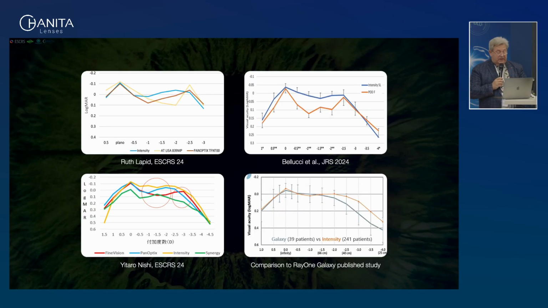This slide presents the study of doctors Bellucci, Ruta, and Cataract, comparing the Intensity lens with other diffractive lenses. We see that the defocus curve of the Intensity lens has significant advantages at the intermediate distance relative to other diffractive lenses. In the fourth image, bottom right, we see the comparison of the Intensity defocus curve with a DOF lens. After the defocus curves are closed, the Intensity lens offers clear advantages at near distance.